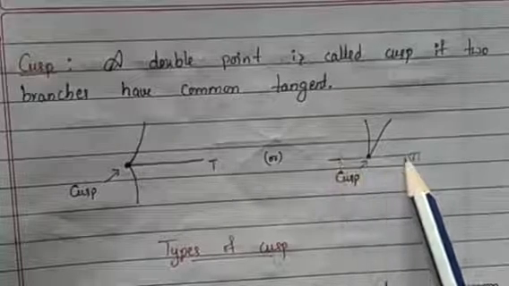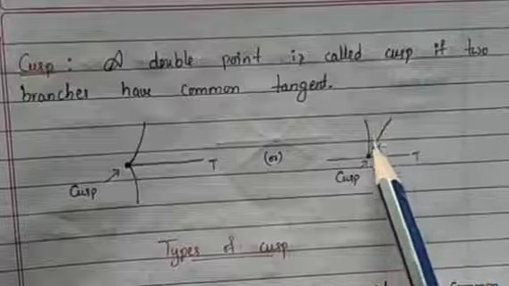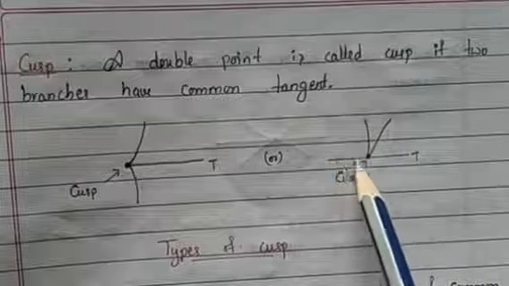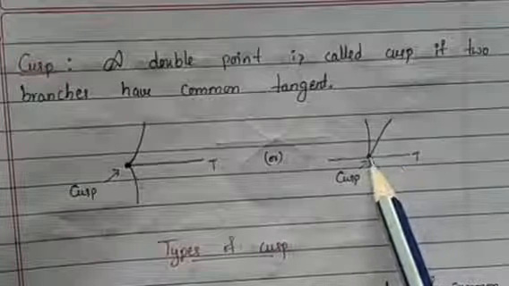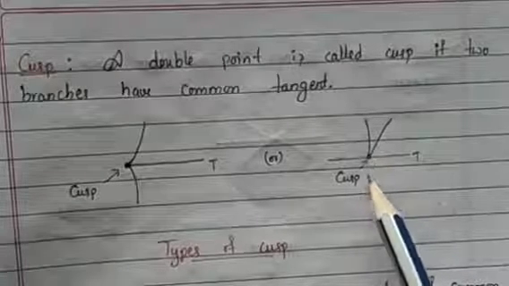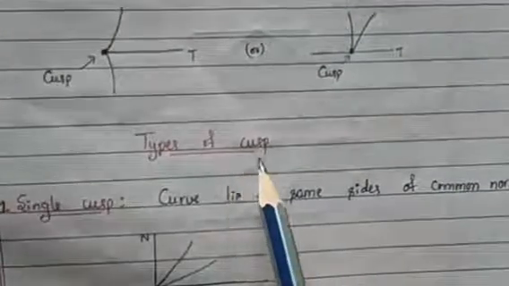Similarly, look here in this graph also, these are the two branches of the curve. The two branches of the curve have the same tangents, so we call this point the cusp. Okay. Next, we see the types of cusp.